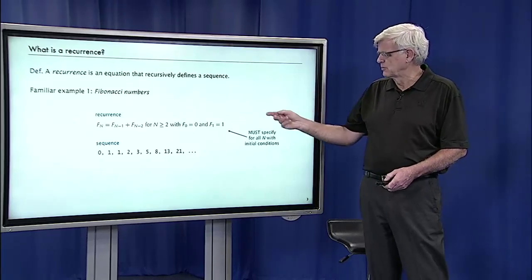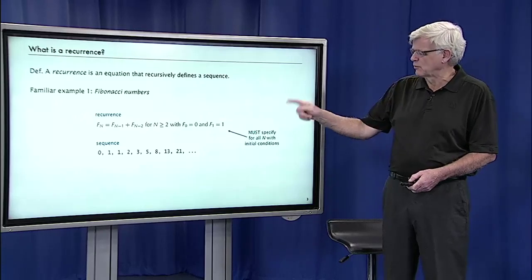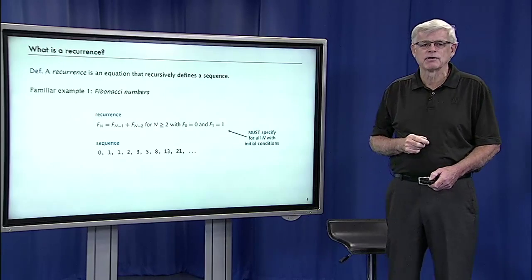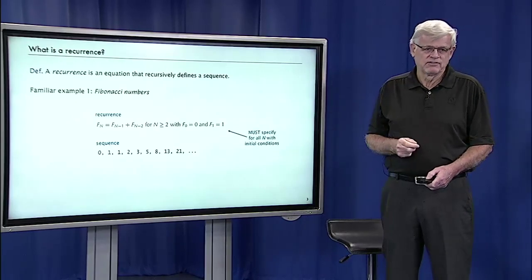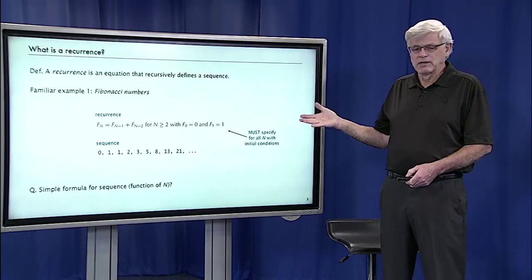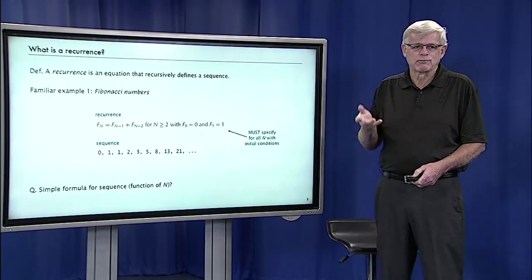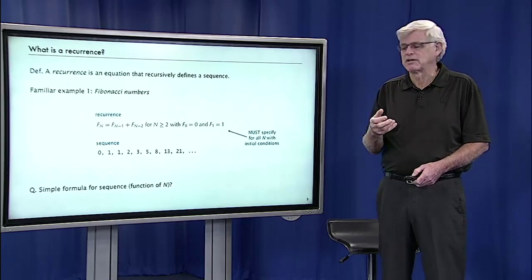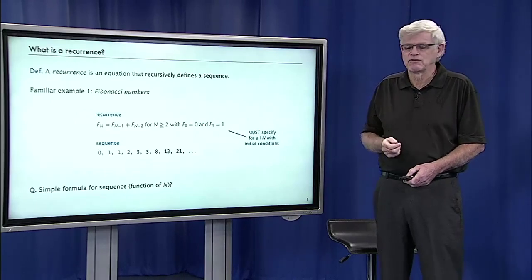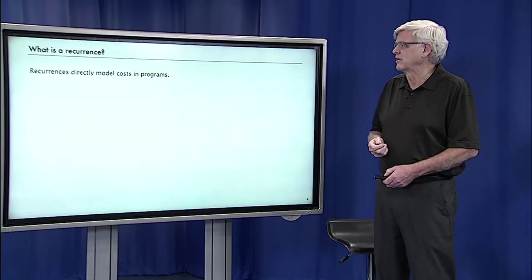So f sub 2 is 0 plus 1 is 1, f sub 3 is 1 plus 1 is 2, and so forth. We get each term in the sequence by adding the previous 2. So that's an example of a recurrence relation. So now the question that naturally comes up is, if we're given the recurrence relation, can we come up with a simple formula for describing f sub n as a simple function of n? That's the kind of question that we're going to be addressing.